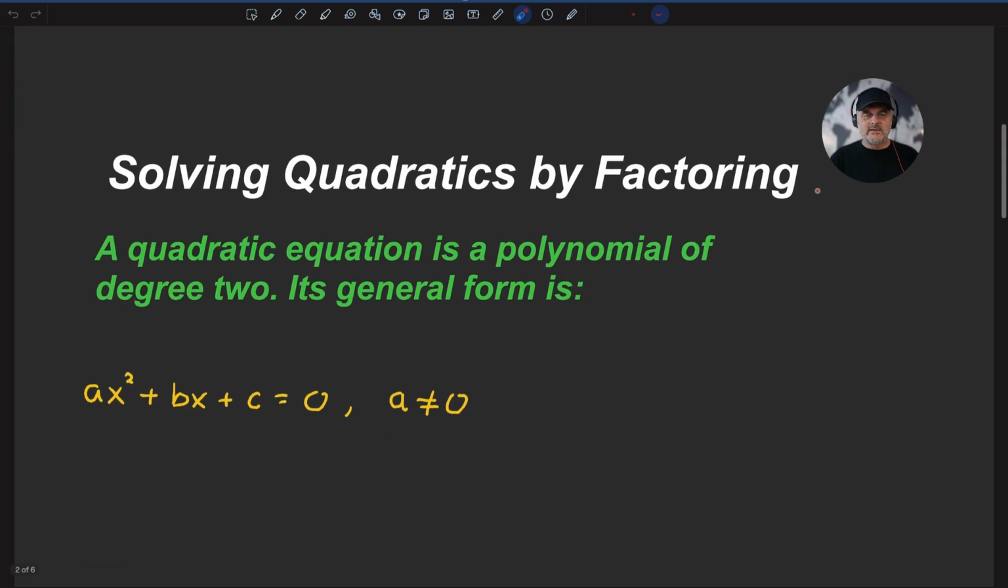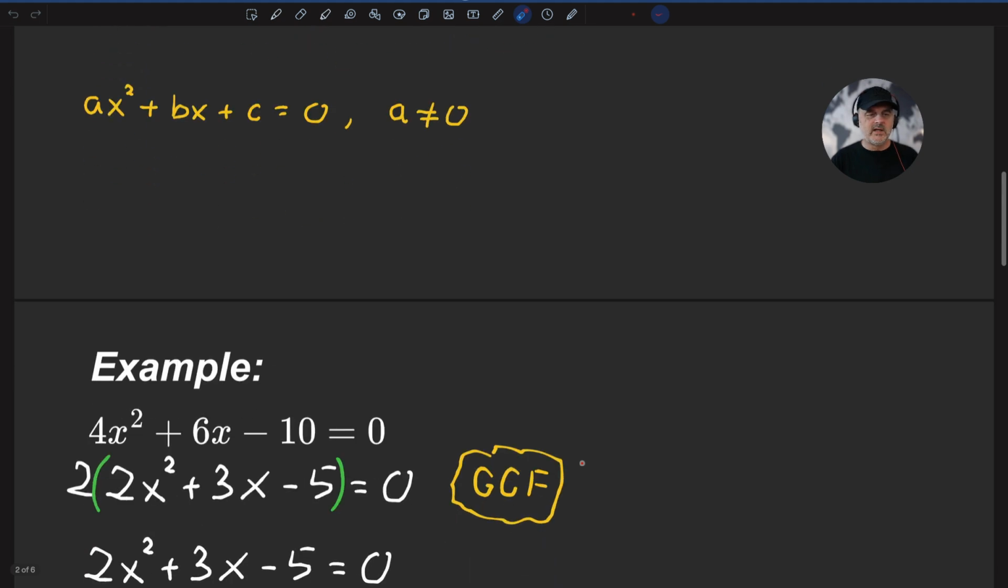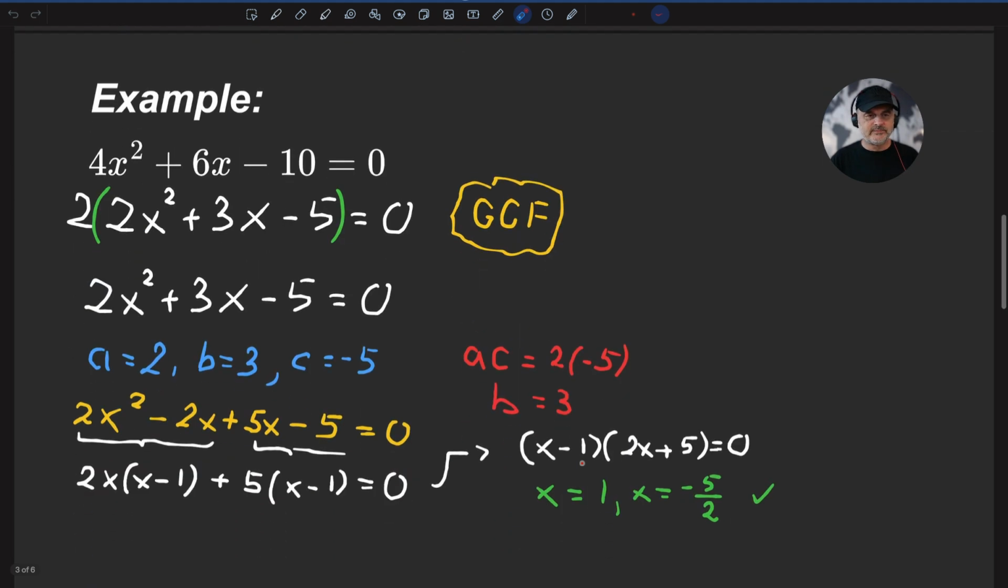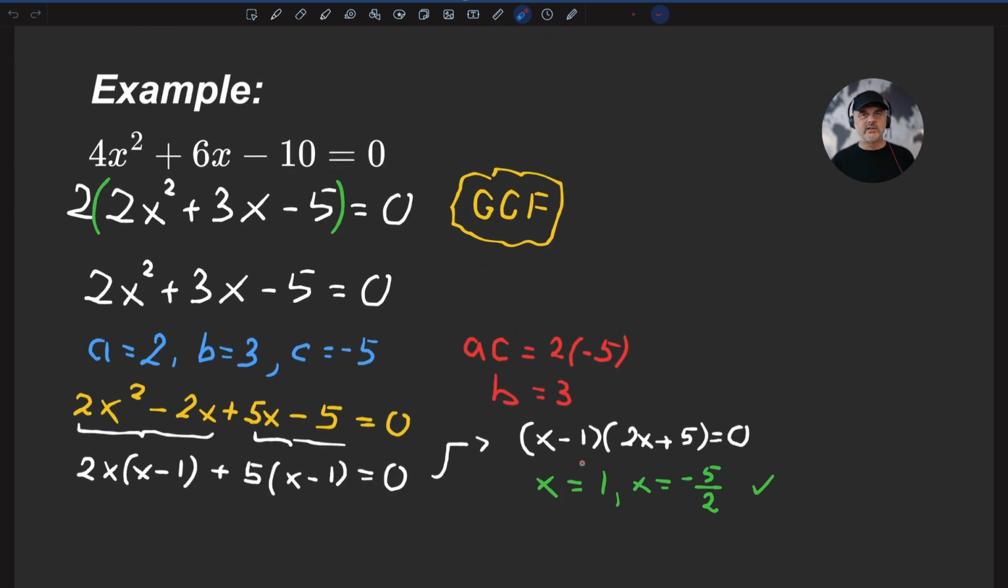Quick reminder, when solving a quadratic equation, make sure that your expression shows ax squared plus bx plus c is equal to 0. With this caveat, a is not equal to 0. So you must at least show the ax squared term in order for this equation to be classified as quadratic. So, first example, solving by factoring.